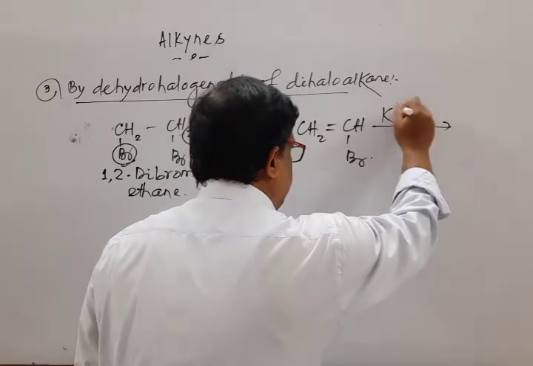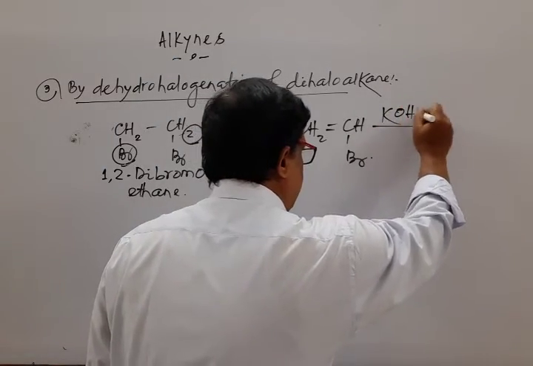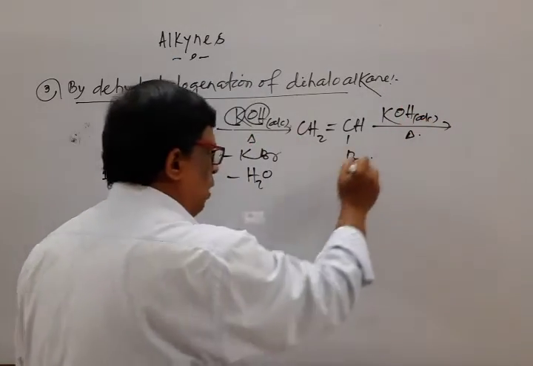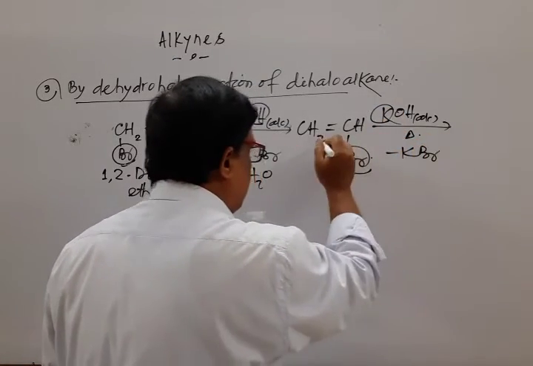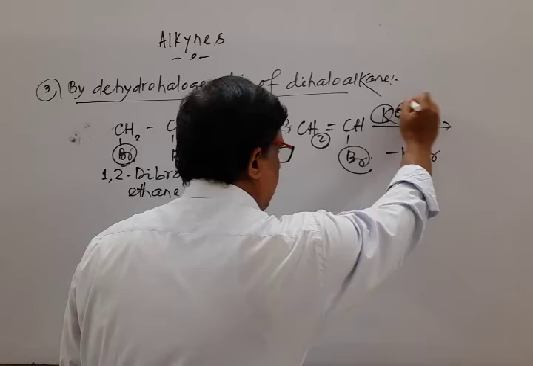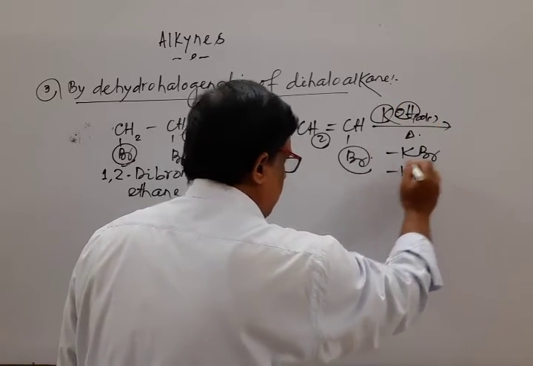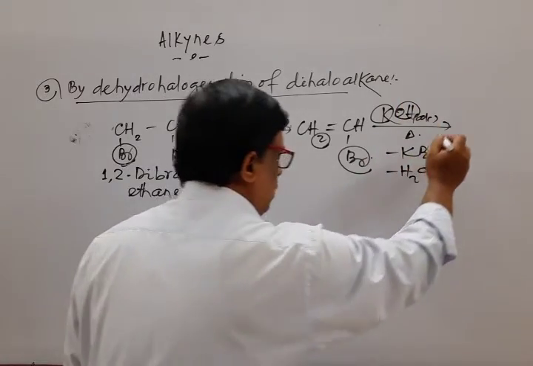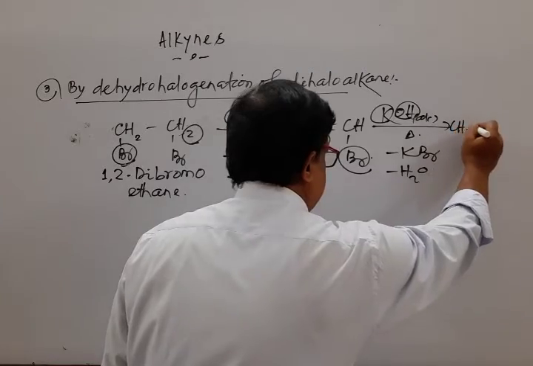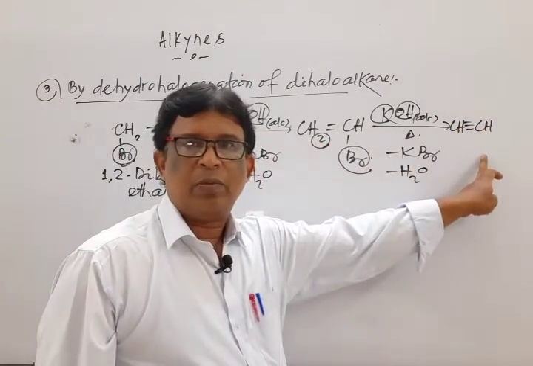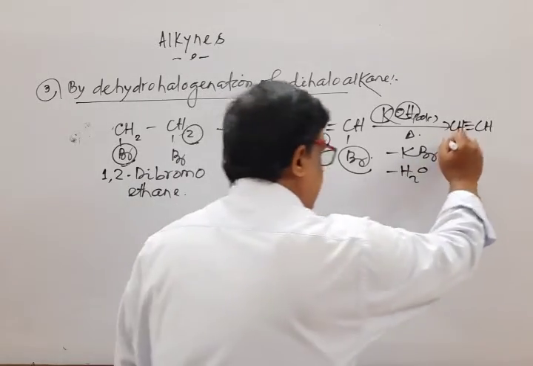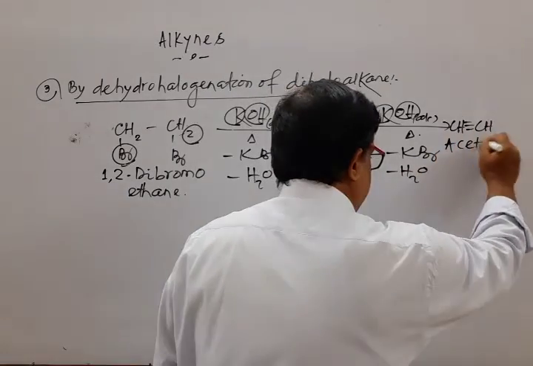Again this process continues. That means when heated again with alcoholic potash, again removal of halogen in the form of potassium bromide, and removal of hydrogen in the formation of water, resulting in the formation of CH≡CH. Its name is acetylene.